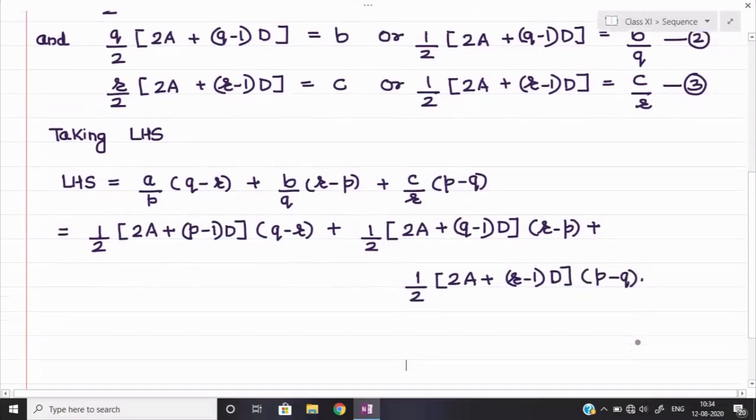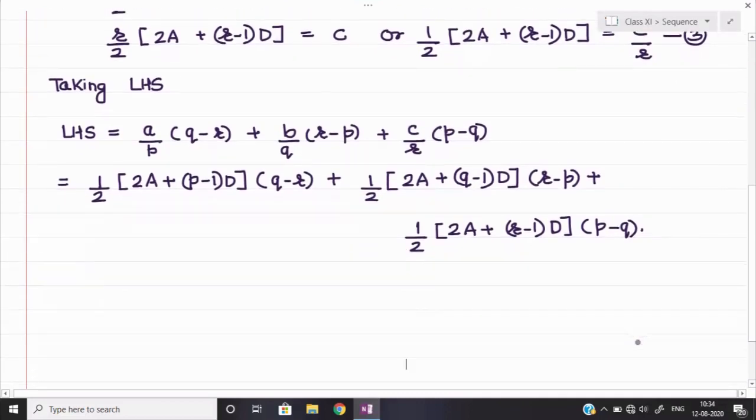Okay, now what we can do here: 1 upon 2, initially I can take common from all the three terms. So first of all, 1 upon 2 we can take common.